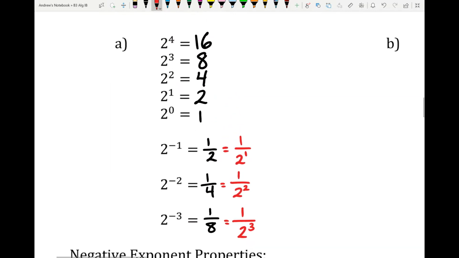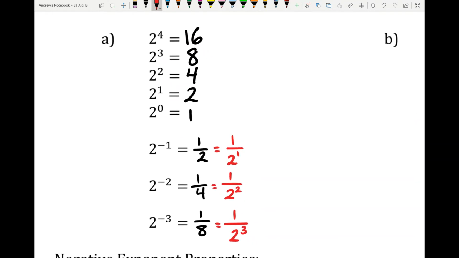So what we can do is take those powers that we were working on a little bit ago. 2 to the first is equal to 2. 2 squared is equal to 4. 2 to the third is equal to 8. And we can rewrite it in those ways that I have on there in red. And so whenever we have a negative exponent, it's kind of doing a little bit of jumping around with a fraction.